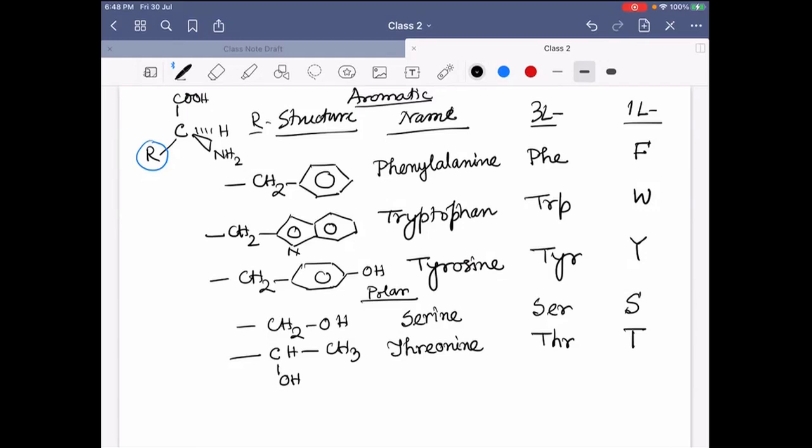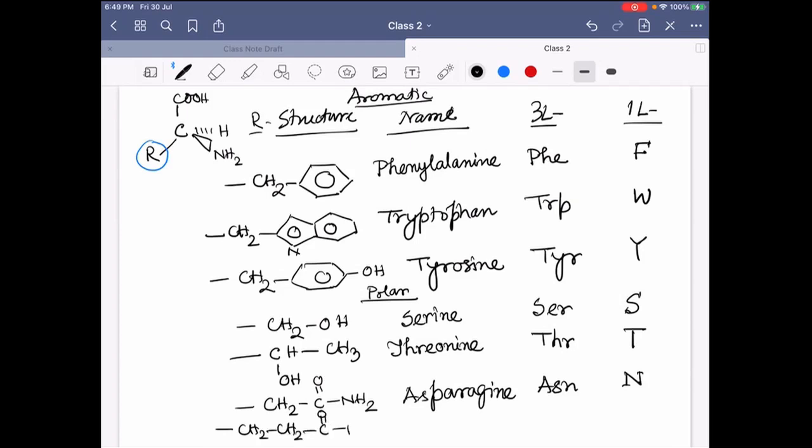Additionally, we can have two other compounds, which have amide bonds. CH2, and then an amide bond. This name is asparagine. Three-letter code ASN, one-letter code N. And then there is another variation of it, where instead of one carbon, there are two carbons in between, and then you have the amide bond. The name of the system is glutamine. The three-letter code is GLN, and the one-letter code is Q.